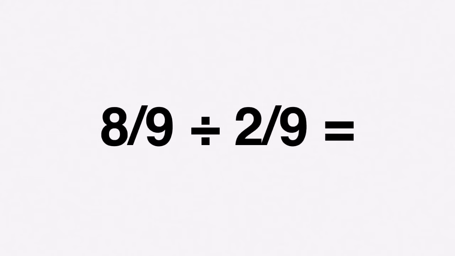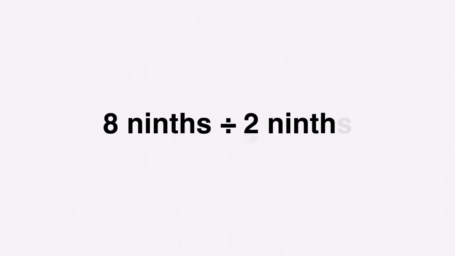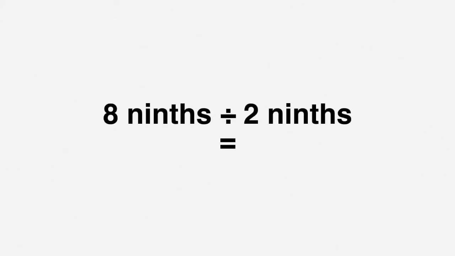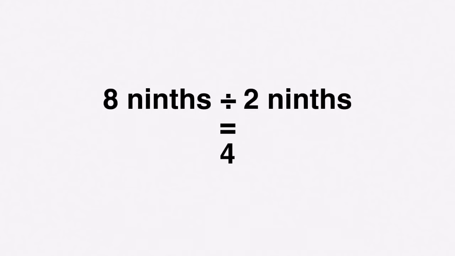Can you write this out in unit form? That means using words. It looks something like this. Here's our units, our 8 and our 2. That's why it's called unit form. The rest is just written in words, ninths. And we know from our pattern that 8 ninths divided by 2 ninths is going to give us 4.